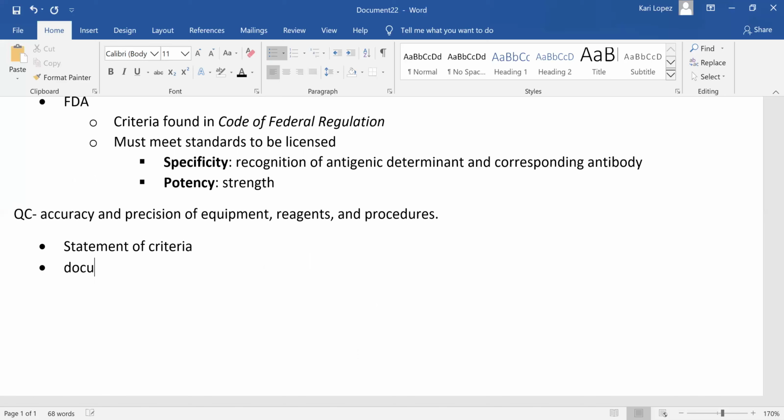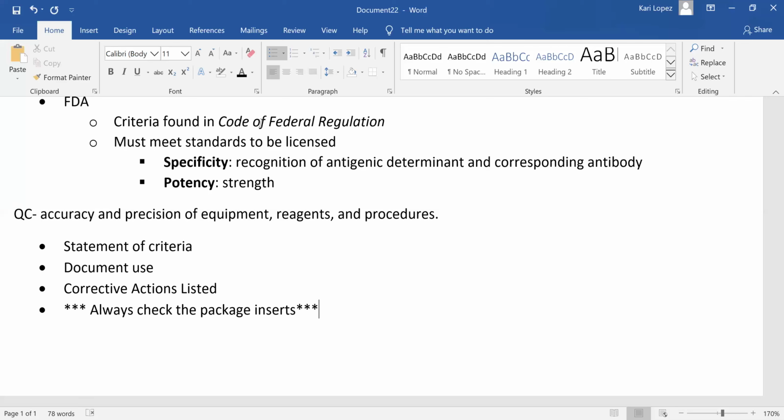You have to document use. So that's a requirement. And then there has to be a list of corrective actions. These are for a lack of performance. So if it's not working the way it says it should, there should be corrective actions that you could take to fix the problem. And then always check the package insert, because that will be your go-to.